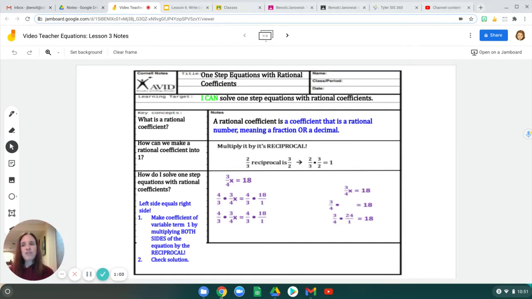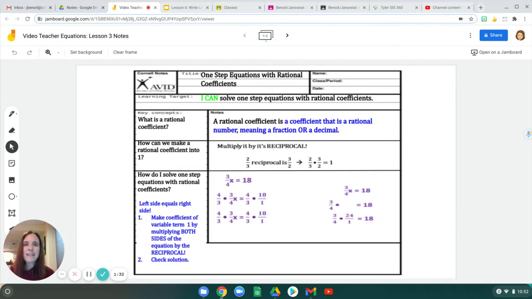All right, our second question. How can we make a rational coefficient into 1? Because remember, in our last unit with multiplying and dividing, we needed that coefficient to be 1. It needs to be 1x, 1y, 1z, whatever. So the same thing applies here. And what we learned in our rational numbers unit is to make a rational number into 1, you multiply it by its reciprocal. What's the reciprocal?